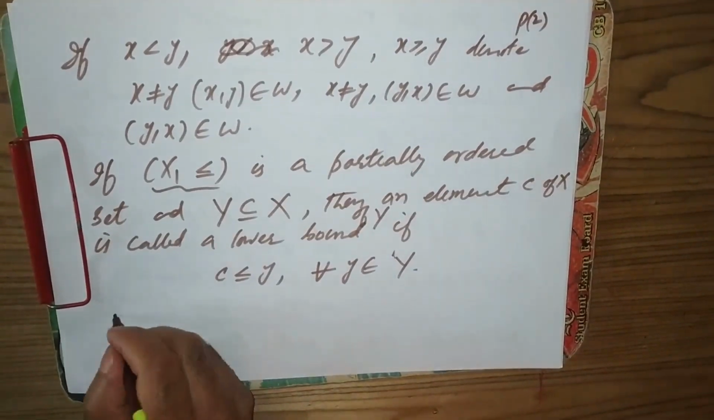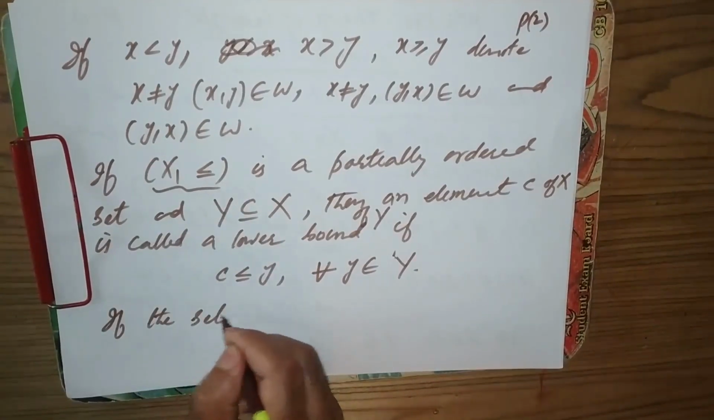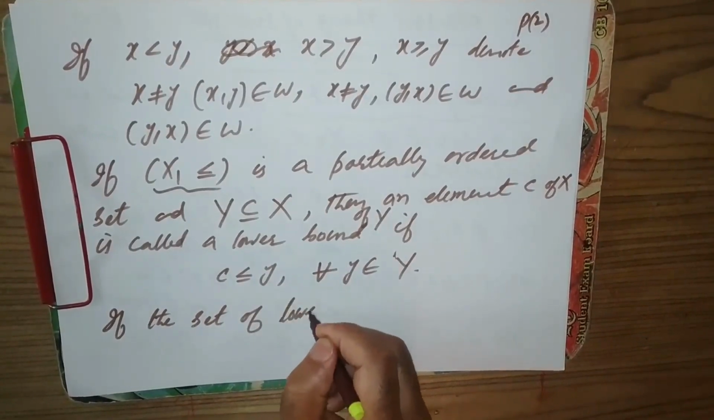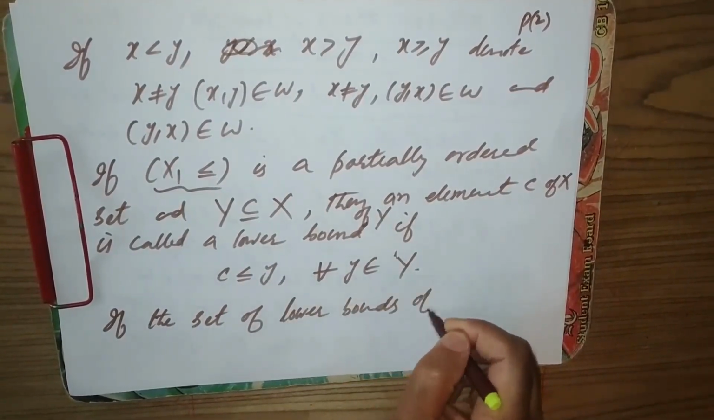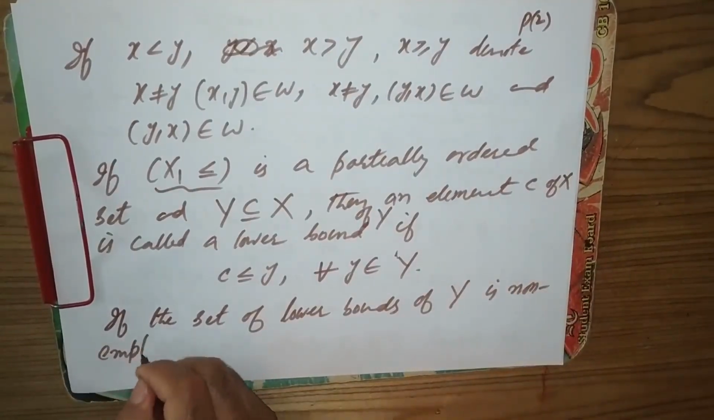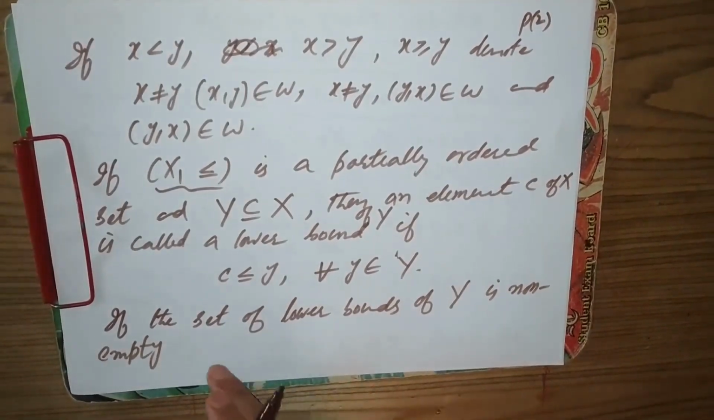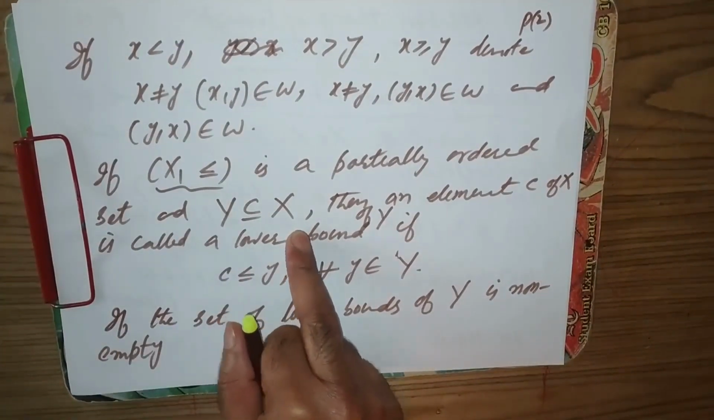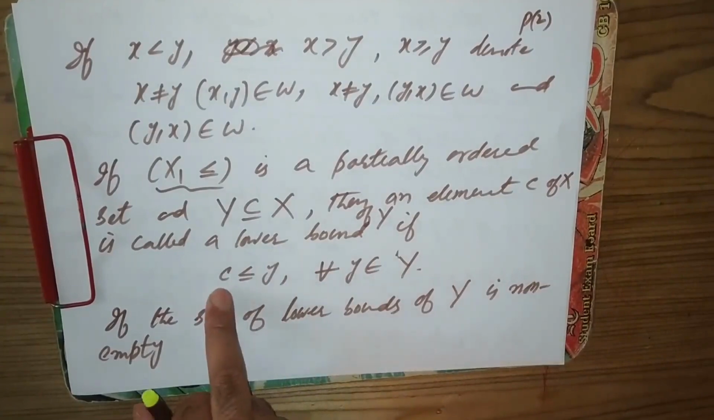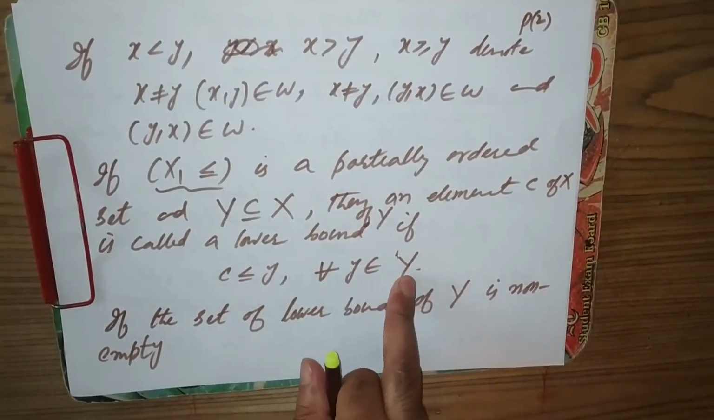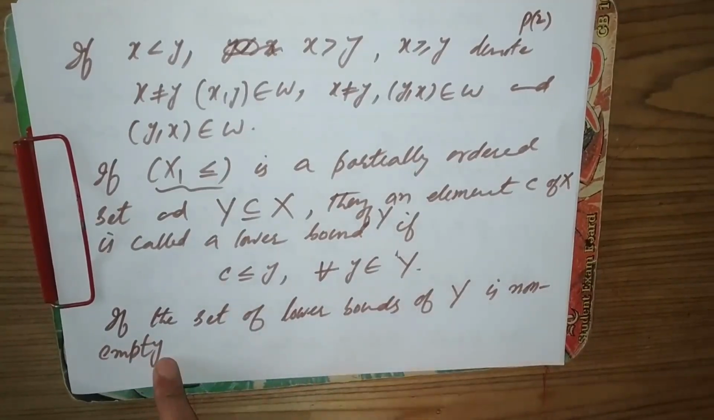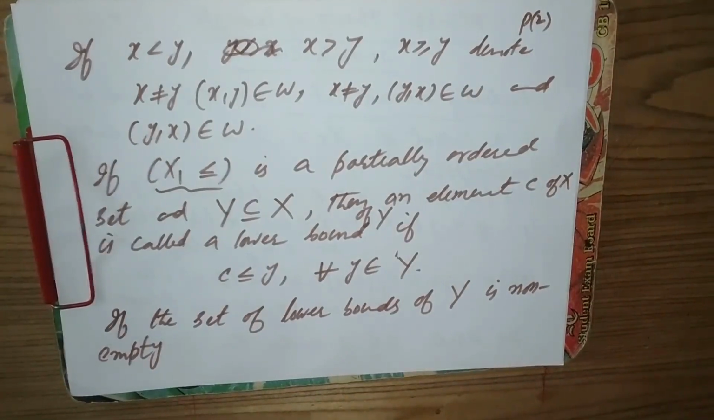If the set of lower bounds of Y is non-empty, suppose Y is a given subset of X, then we have defined the lower bound of a set Y. It's an element C such that C is less than or equal to y for all y belonging to Y. So if this set of lower bounds of a given set Y is non-empty, then we choose the maximum element of this set.